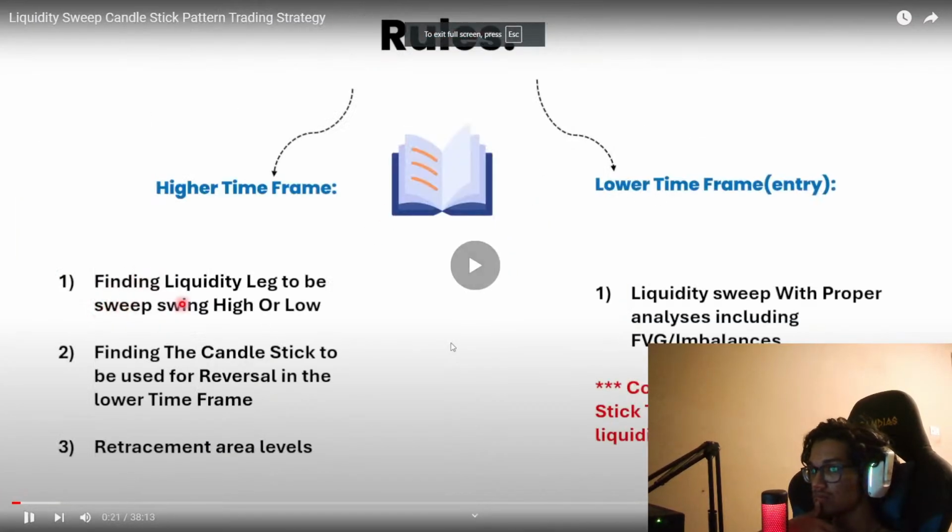In this video, you're going to find a liquidity leg to be swept using the high or the low in the higher time frame. And then also in the higher time frame, we're going to find a candlestick to be used for reversal in the lower time frame. And also we are going to cover retracement area levels.